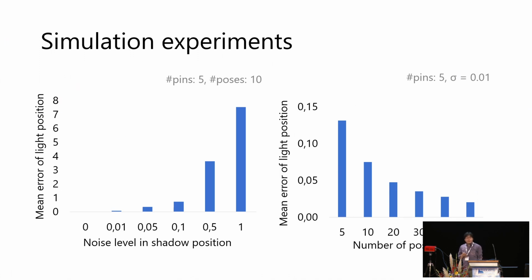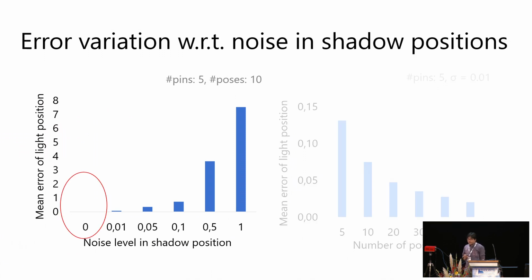Now we come to the evaluation. First, I will discuss a synthetic experiment. Here, I show the result of an experiment where we added noise to the shadow position. First, look at this result. In a noise-free setup, our method estimates the light position perfectly with only numerical error.